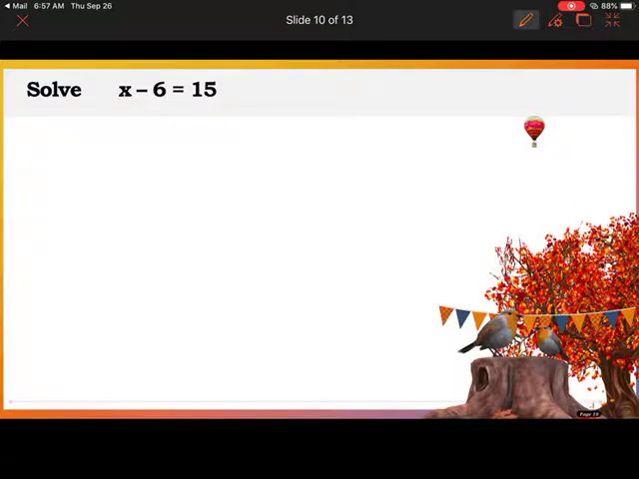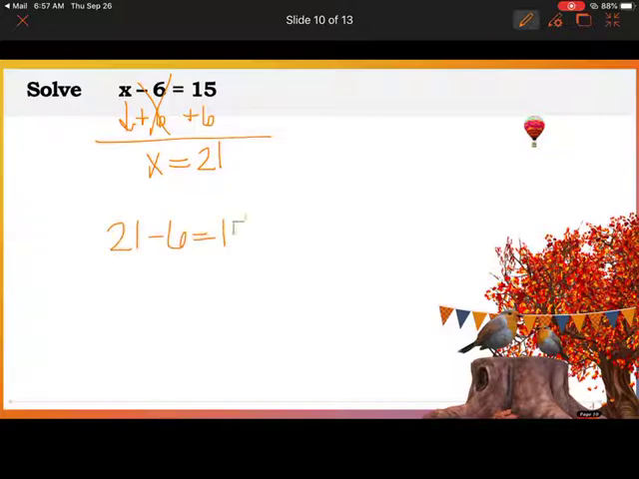So I have x minus 6 equals 15. So I'm going to add 6 to both sides because that's the opposite operation. That goes away. I'm left with x equals 21. Go back and check. 21 minus 6 equals 15. 15 equals 15.